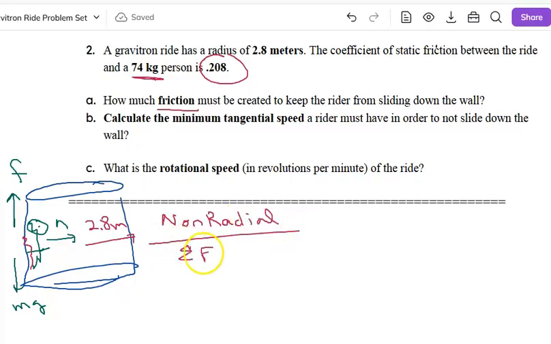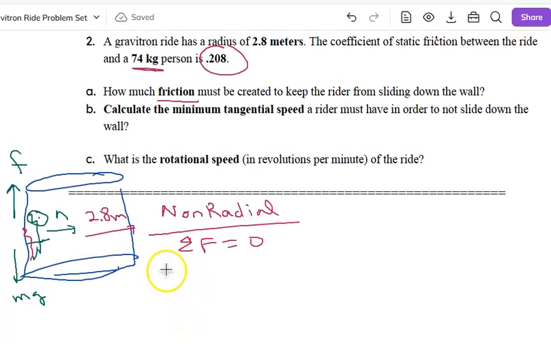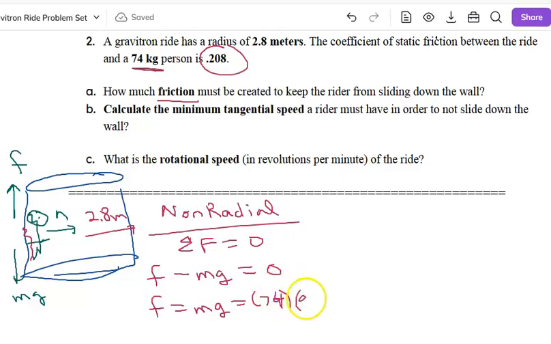Not sliding means the forces are balanced. And friction is up, so that's positive, minus the weight. And those are balanced. And we're looking for friction, so friction equals the weight, which is 74 times 9.8, 725 newtons.